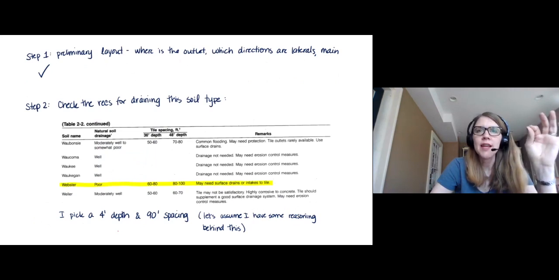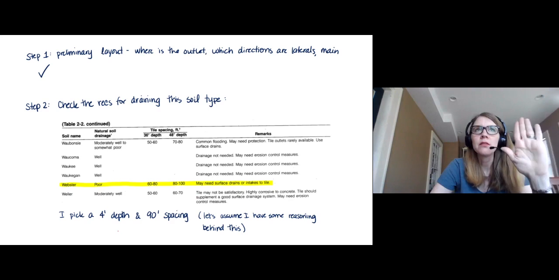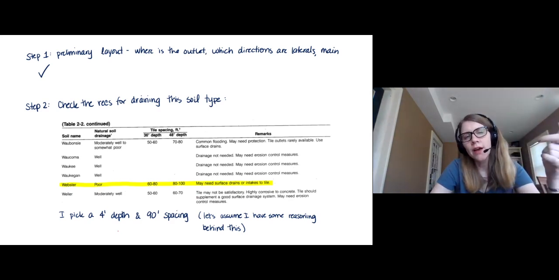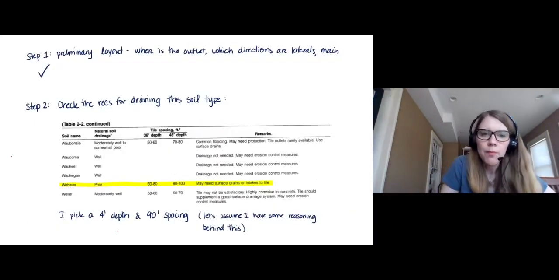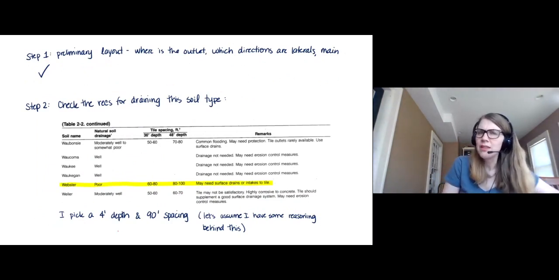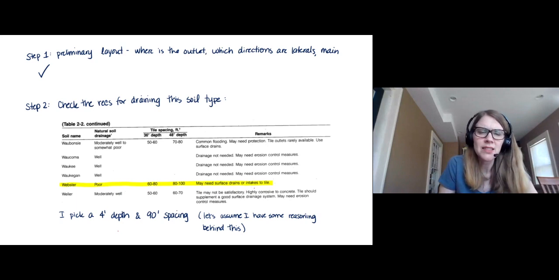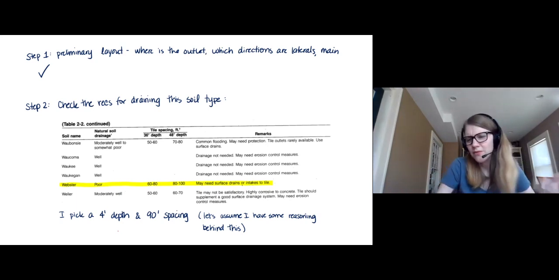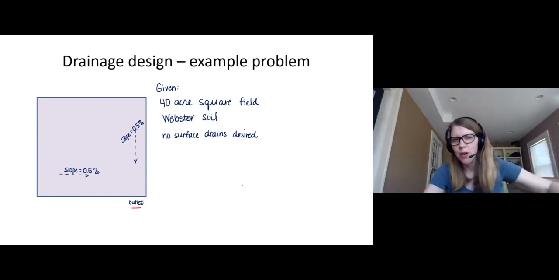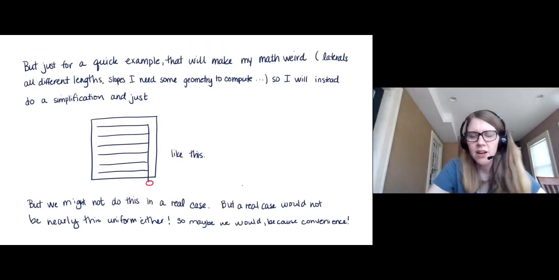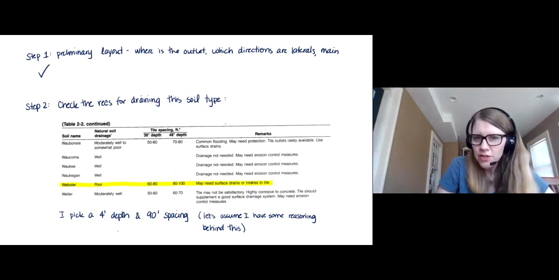So first step is going to be to figure out what the depth and spacing is going to be. So I go to the Iowa Drainage Guide, and I was given that it's a Webster soil. So I look up a Webster soil, and it says, are you sure you don't need surface drains? Because you might need surface drains or intakes into that tile. But let's say I don't. I drew a very phony sort of field that's like a flat plane. There's no topography or depressions in it at all. So, okay, I'm not going to use surface drains.